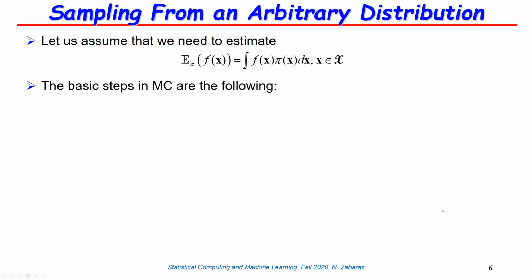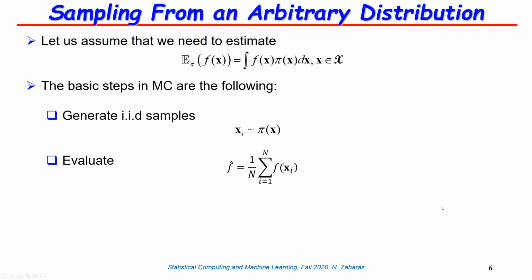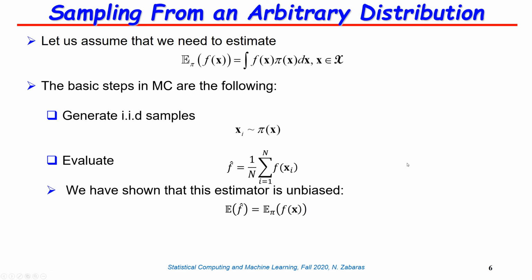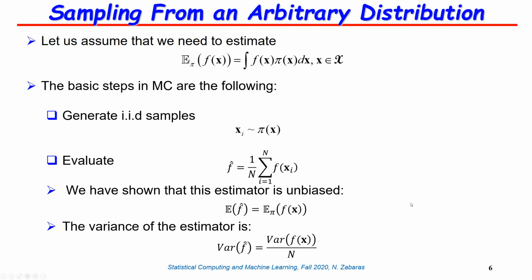So here is the algorithm, right? We sample from pi of x, we evaluate this approximator that I call here f hat, that's an approximation of the expectation of f under pi. And then this estimator is unbiased, so the expectation of f hat is the true expectation of f under pi, and the variance of the estimator is the variance of f divided by n.